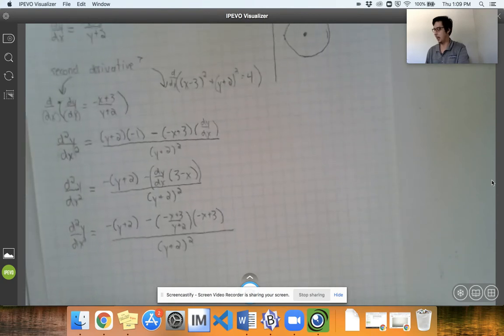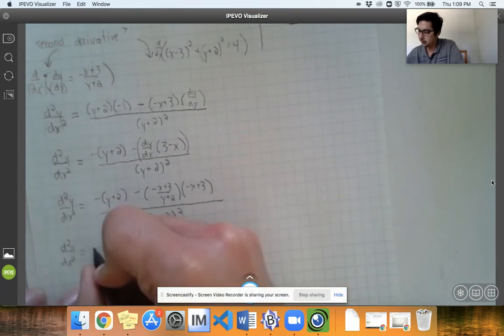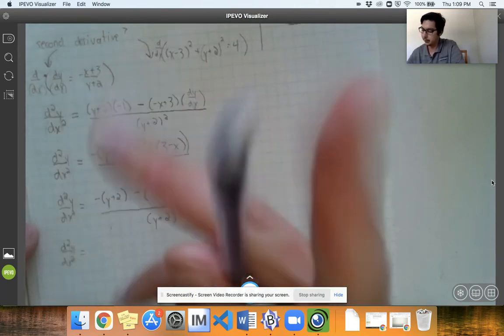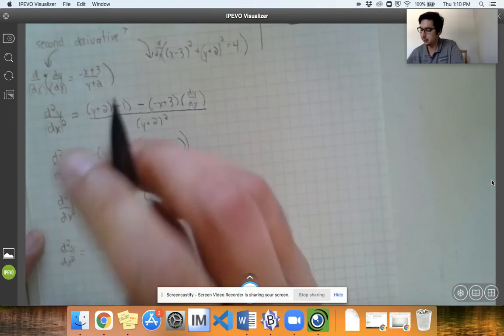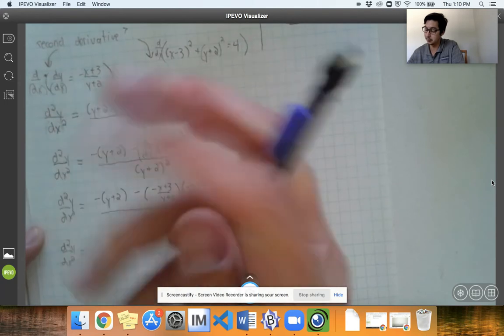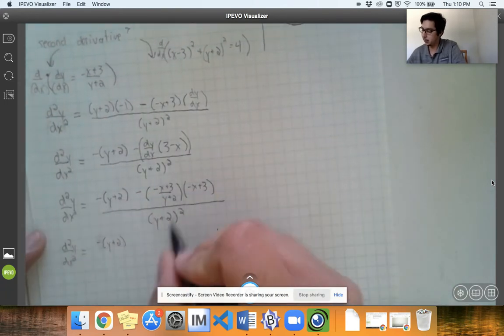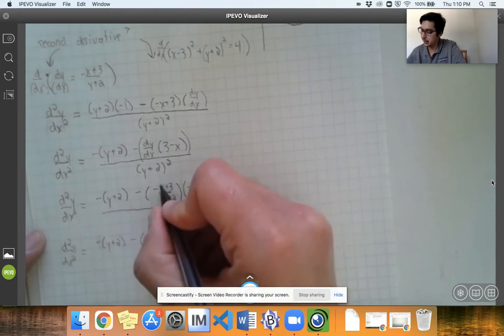Okay. Now just some algebra to worry about. d squared y over dx squared is going to equal negative, let's write this as, let's multiply that out and write that as 2. No, because that would be negative 2. I like it as is then. Let's keep it as negative (y + 2). And over here, we would have minus, and this is going to become negative (x + 3).